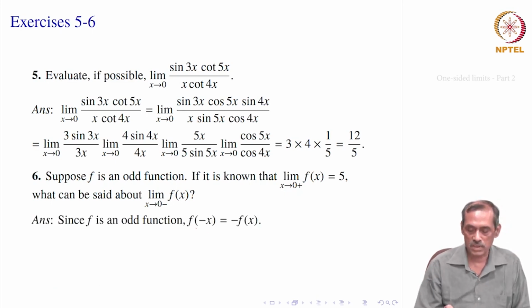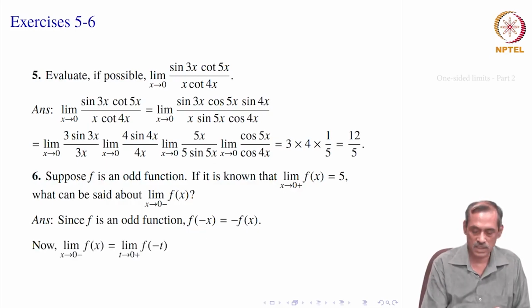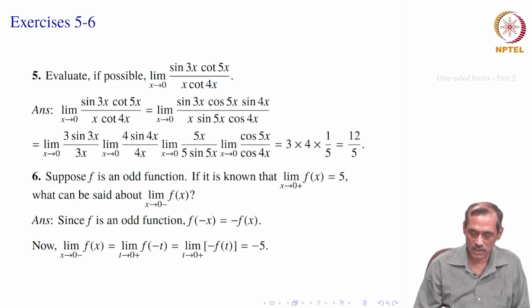Well, we have to obviously use the property of an odd function. Now, f is an odd function, so f of minus x equals minus of f of x. So, when you take the limit of f of x as x goes to 0 minus, that is the same thing as the limit of f of minus t, t goes to 0 plus, and then f of minus t we can rewrite as minus f of t, because it is odd. Taking this negative sign out, you are finding the limit of f of t, t goes to 0 plus, which is given as 5, therefore the answer is minus 5.